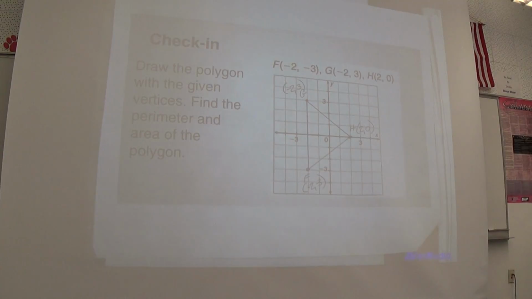Okay, are we labeling our figure? Yes. Are we drawing our figure? I'm looking at somebody very specific. Yes? Do you have a pencil? Yeah. All right. Yeah, I did it. Okay, good.